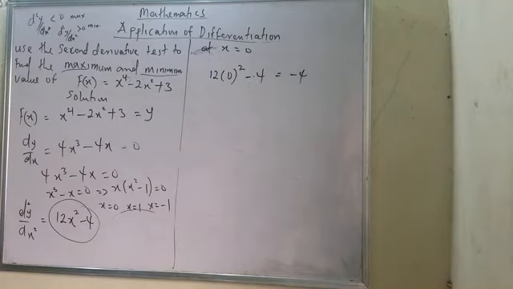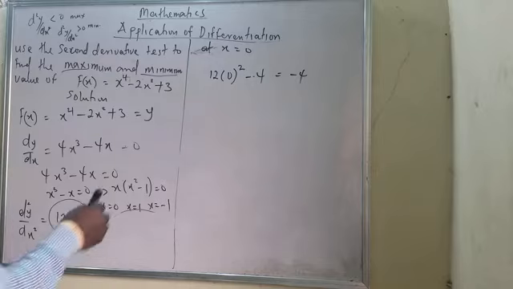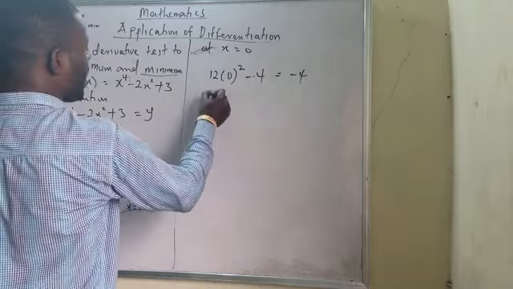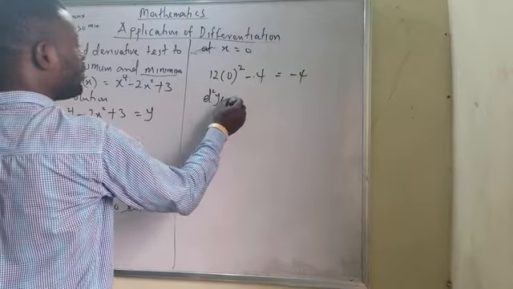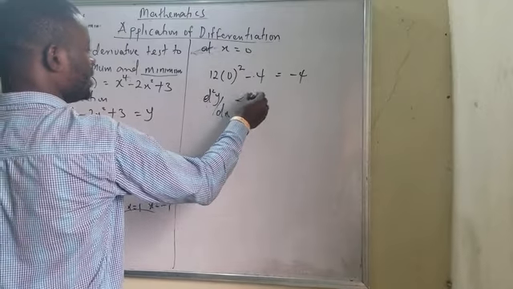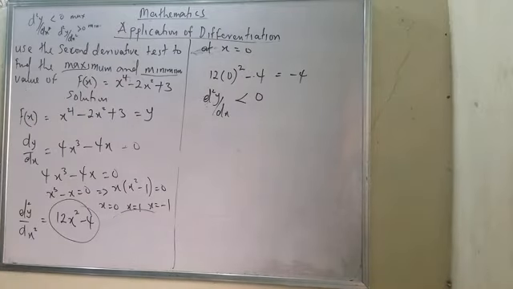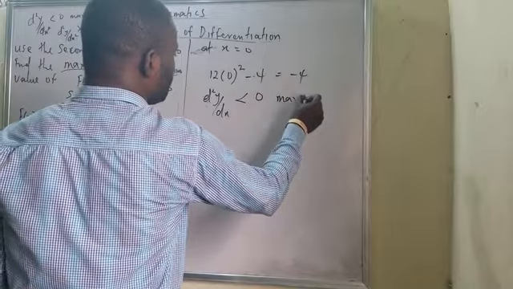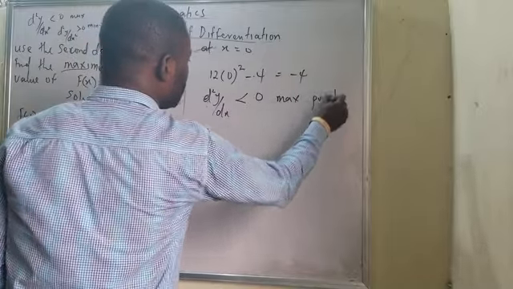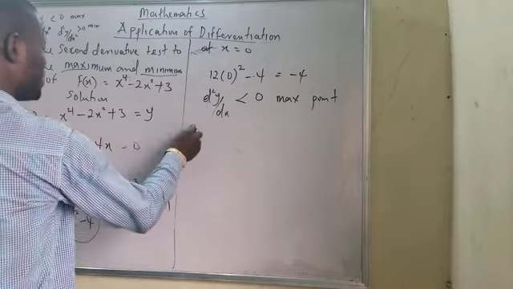It means the story will change over. d squared y over dx squared will now be less than 0, which I told you earlier means it will be a maximum point.